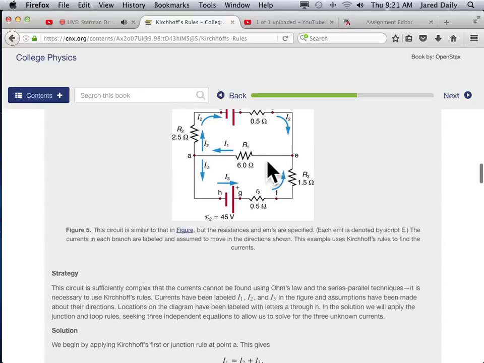The first rule is easy. You go to one of your junctions, doesn't matter which one. In this particular circuit, either junction A or junction E will give you the same equation. If you use A, then you have current 2 going out and current 3 going out, current 1 coming in. So that tells you that current 1 equals current 2 plus current 3, right?